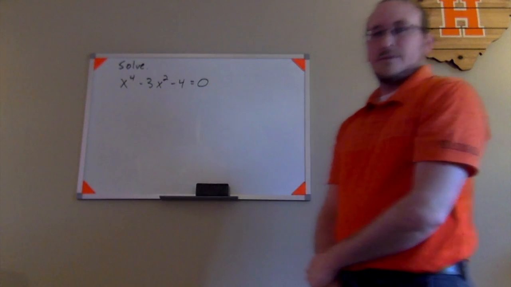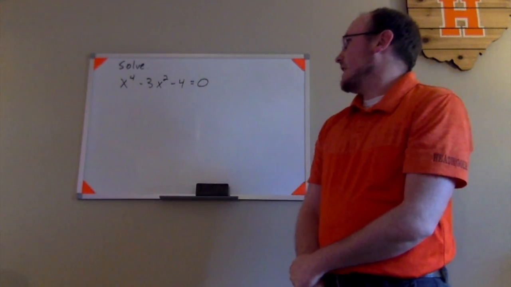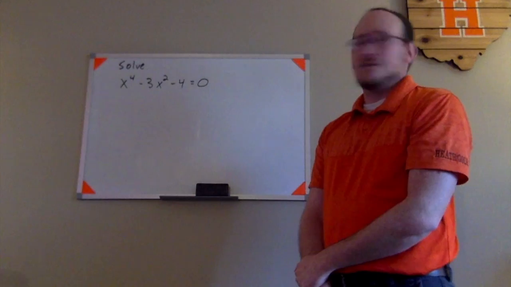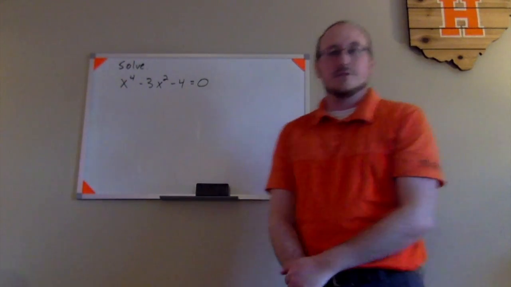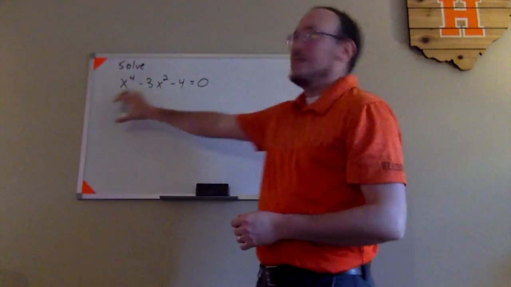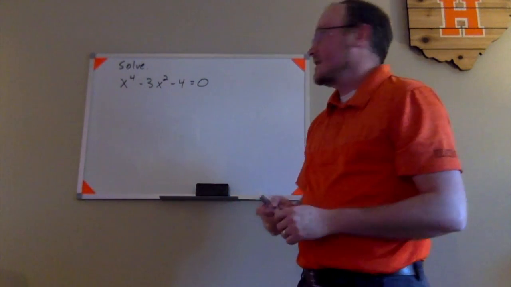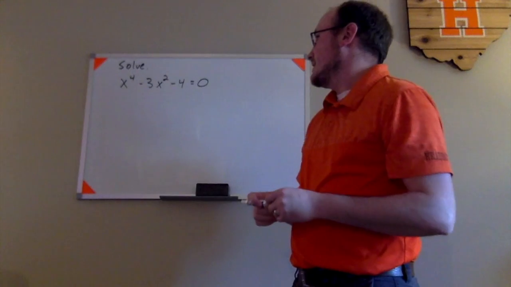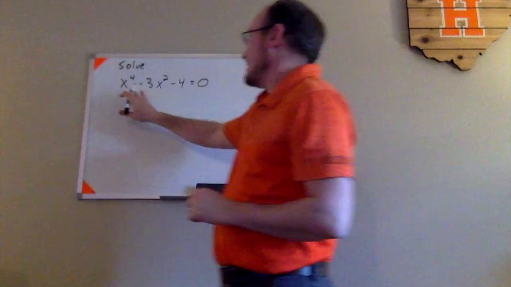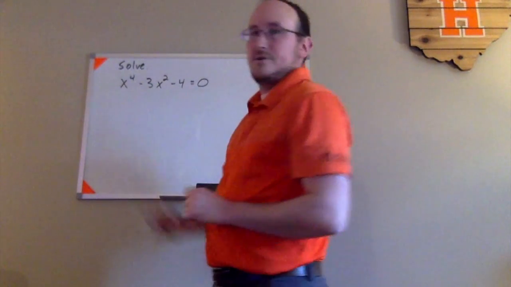Okay, in this example, we're going to try to solve this polynomial equation x to the fourth minus 3x squared minus 4 equals 0. This is factorable. It might be a little difficult to see that at first glance. So what I'm going to recommend trying to do here is making some substitutions.